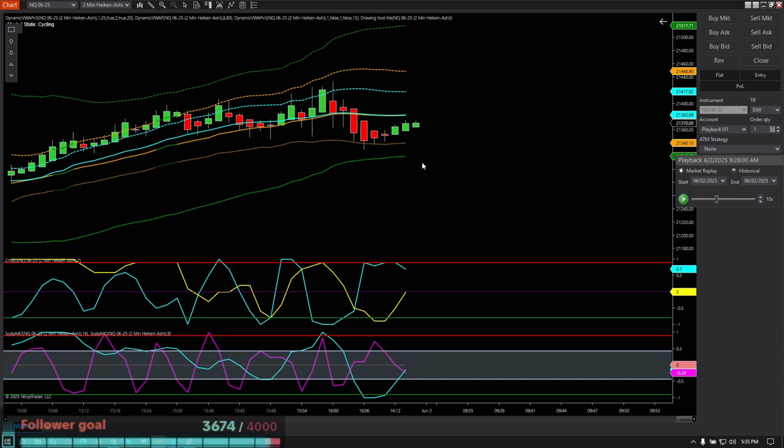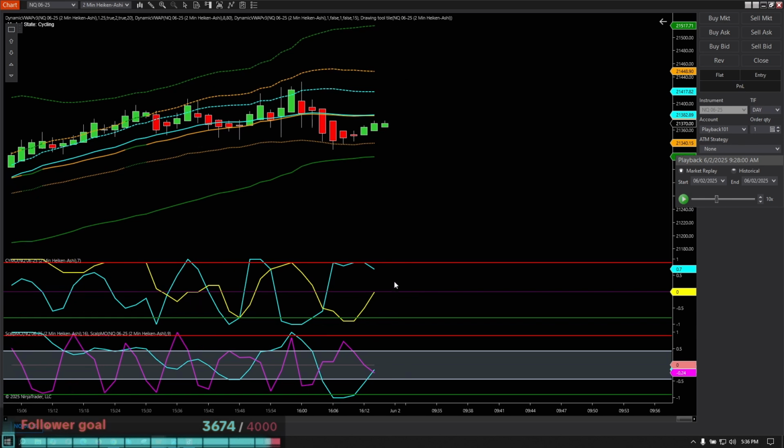But here's the key. At the 1615 bar, which is right here on Friday, both cycle, this is cycle, the blue line for those of you who are new, and momentum were just right there. Momentum was just about to cross zero. Cycle was already above zero. Momentum was ready to cross zero, okay? And that told us something. It suggested a potential for an upside open, okay?